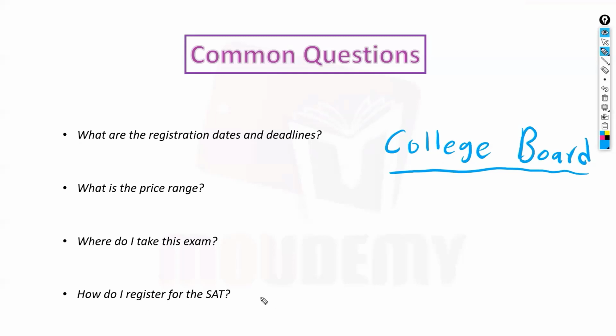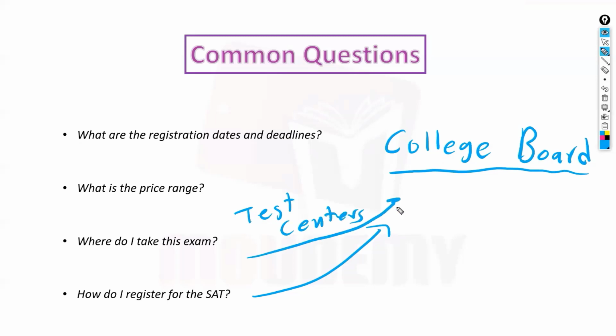For example, where and how do I register for the SAT? On the website. Where do I take this exam? There's something called test centers. They're all detailed on the College Board website. You won't be able to find test centers in small cities, but in capital cities, like here in Turkey, Istanbul, Ankara, and Izmir, you will surely find them. But you have to take into consideration that you should register a little bit early, because they fill up really quickly.